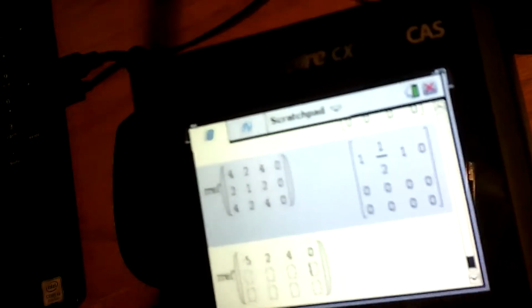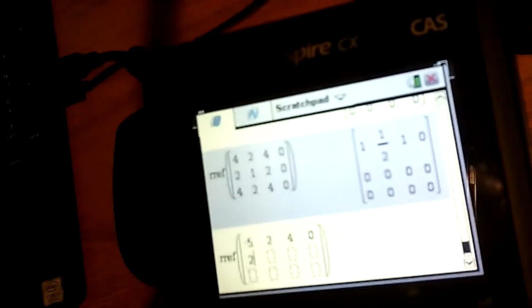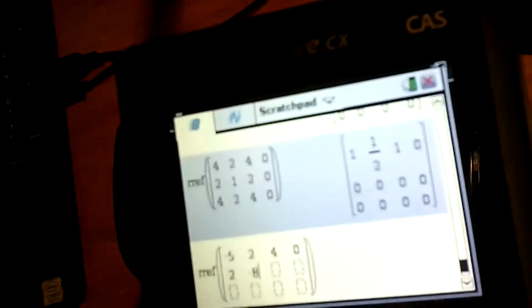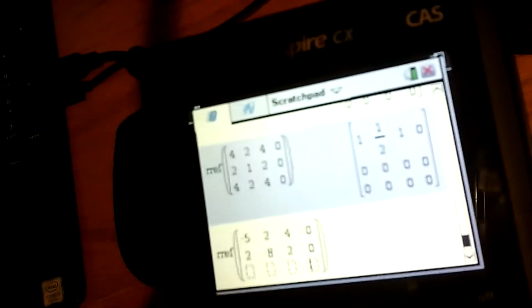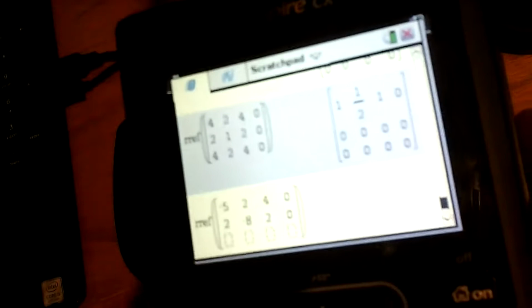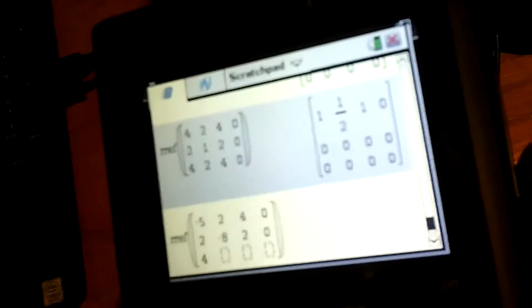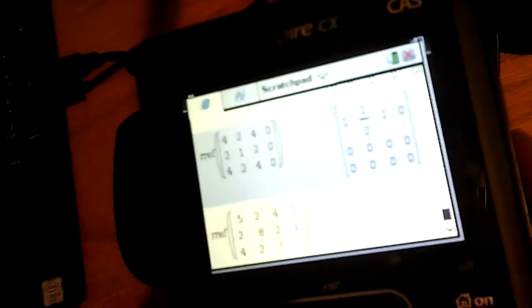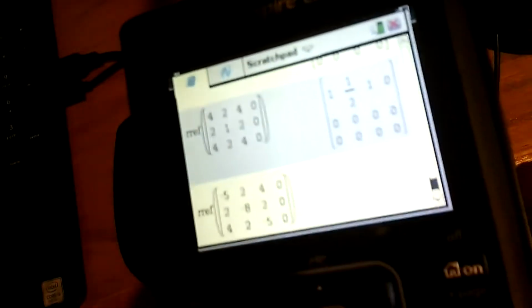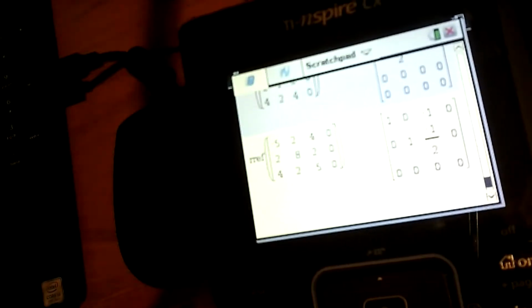So that's your first equation's coefficients. Your second equation coefficients are going to be 2, -8, 2, and again it equals 0. And then the third one would be 4, 2, -5, and again that one equals 0. Then you hit enter, and it gives you the answer in reduced row echelon form.